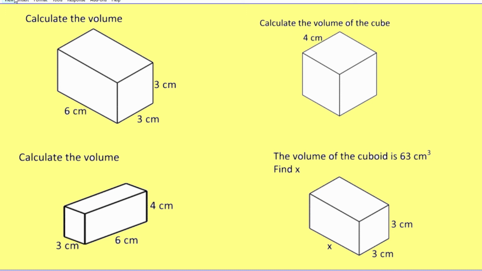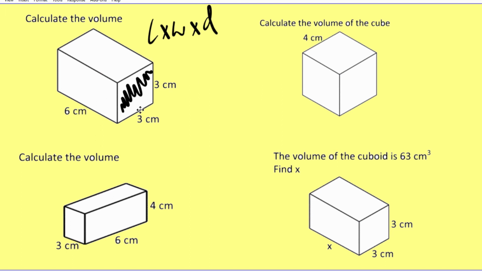Volume is the 3D representation of a shape. So the calculation is actually quite similar. So when we're working with area, it's the length times the width. For volume, it's almost exactly the same. It's the length times the width. So you'll be working out this square on the end, 3 times 3. And then you just simply multiply it again by the depth. So it's length times width times depth.